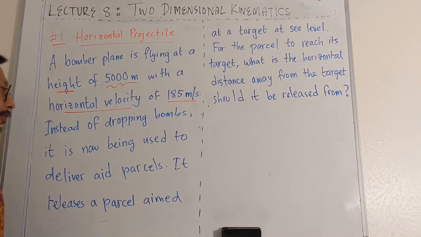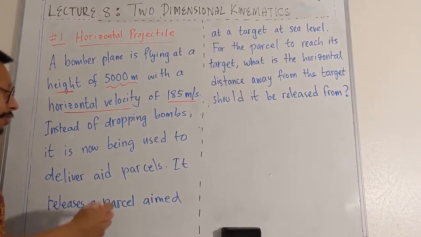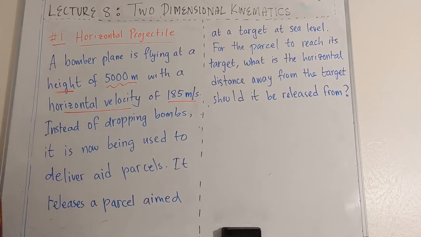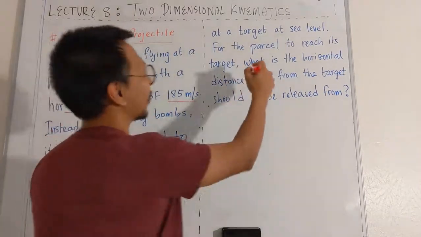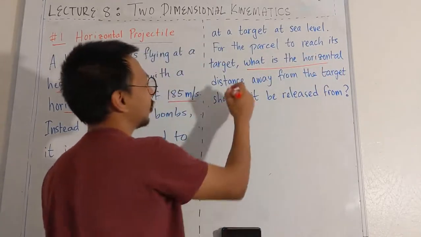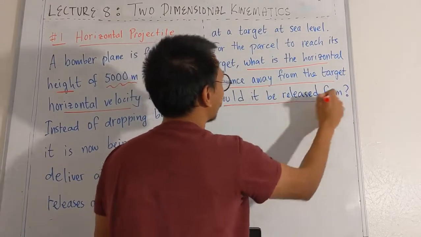Instead of dropping bombs, it is now being used to deliver parcels. It releases a parcel aimed at a target at sea level. For the parcel to reach its target, what is the horizontal distance away from the target it should be released from? So what is our target? Target, pun intended. But what is the horizontal distance away from the target it should be released from?